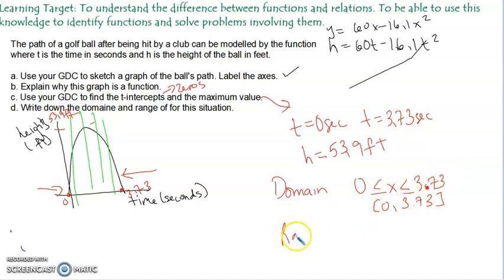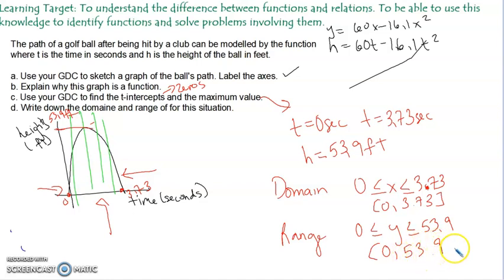For the range, well, the minimum, if we come from below, it starts at 0 and it ends at that maximum. So it's going to be between 0 and 53.9. Again, you can write it like so as well. And sorry, I should be writing 55.9. That was my mistake. Just me not reading my own writing.